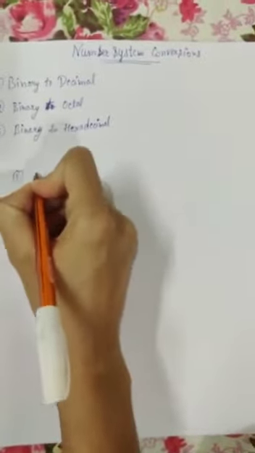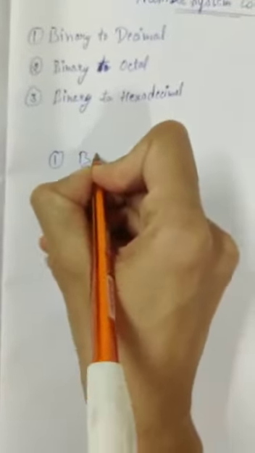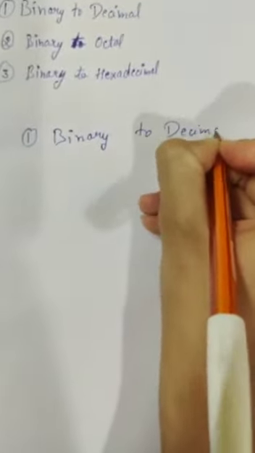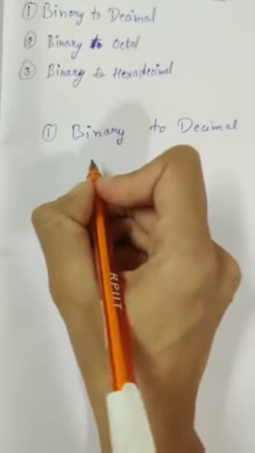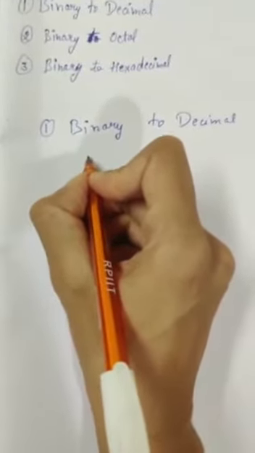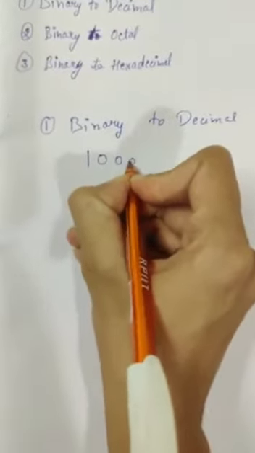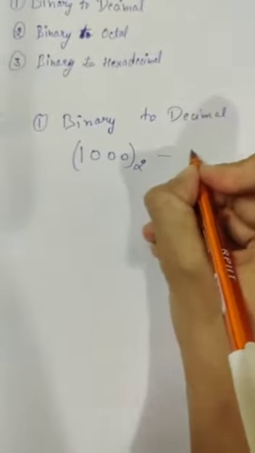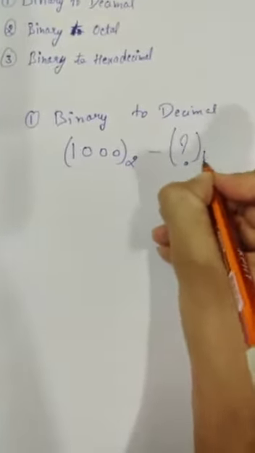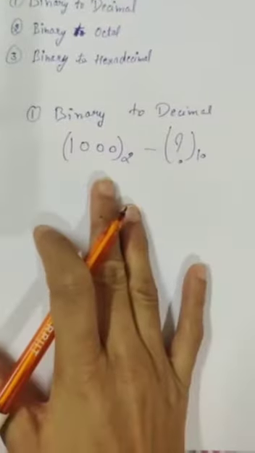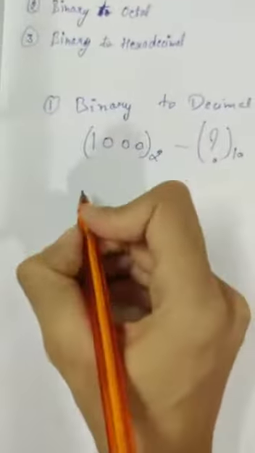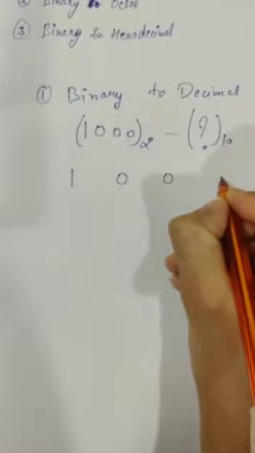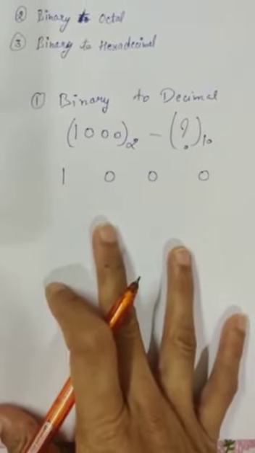Binary to decimal. Here we have a number. You can take any binary number, 1000. The base of the binary will be 2 and we convert this number into decimal, and the base of the decimal is 10. How can we convert this binary number into a decimal number? Here we have the binary number 1 0 0 0 and the base of the binary is 2.